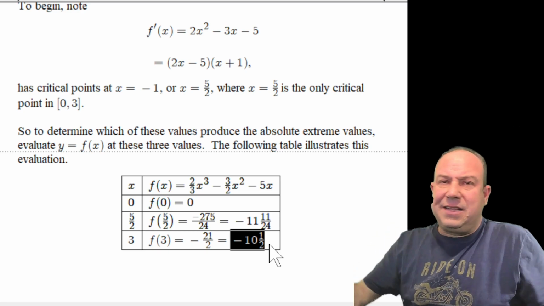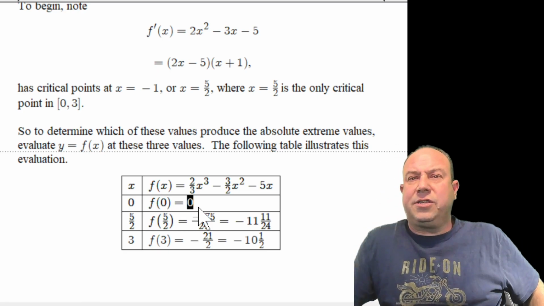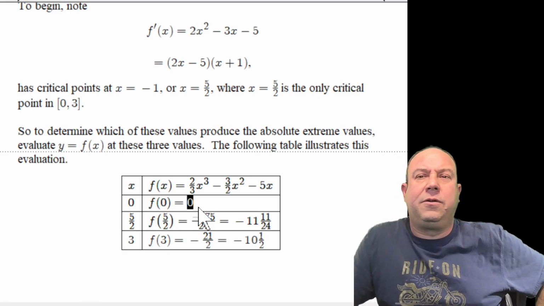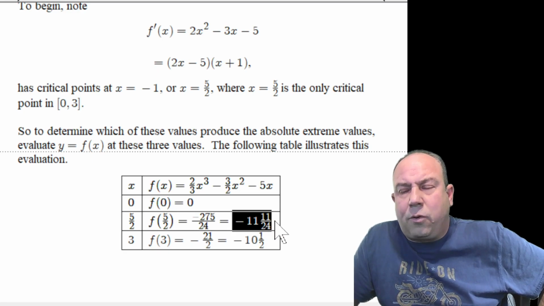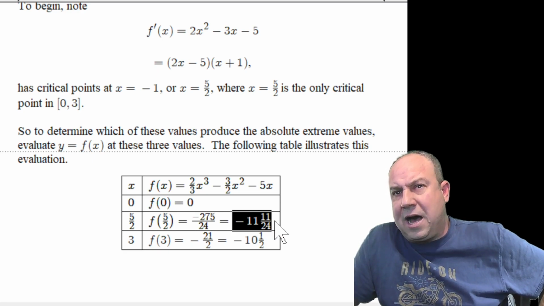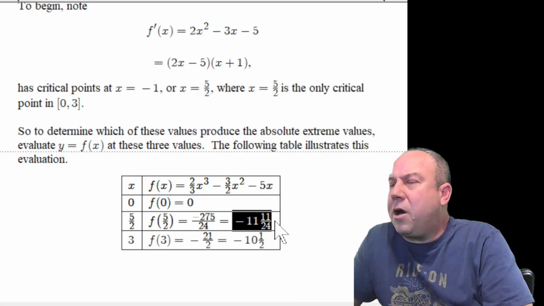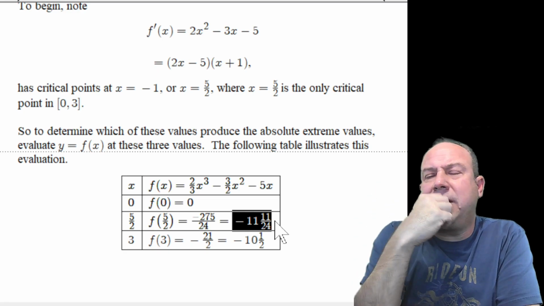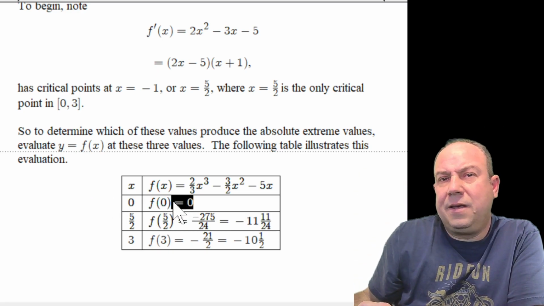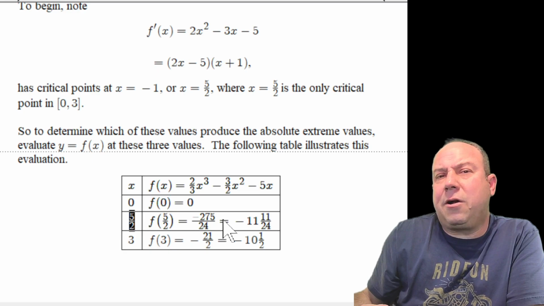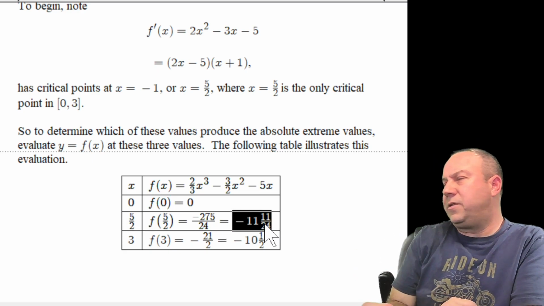From my selection here, I can see 0 is actually the largest value of f on this interval, and -11 and 11/24 is the smallest value on this closed interval. So these must be our absolute extreme values. The absolute max occurs at 0 and is 0. The absolute min occurs at 5/2 and is -11 and 11/24.